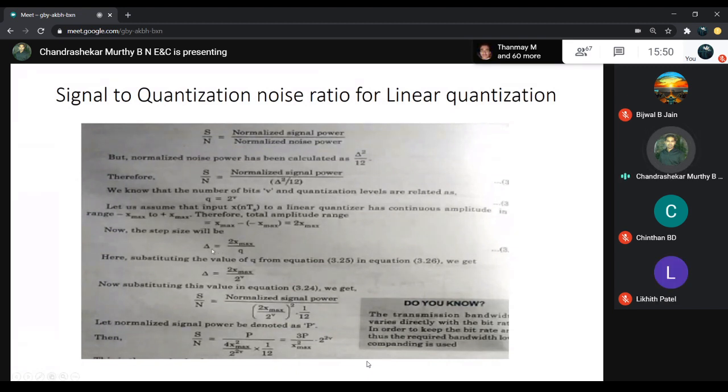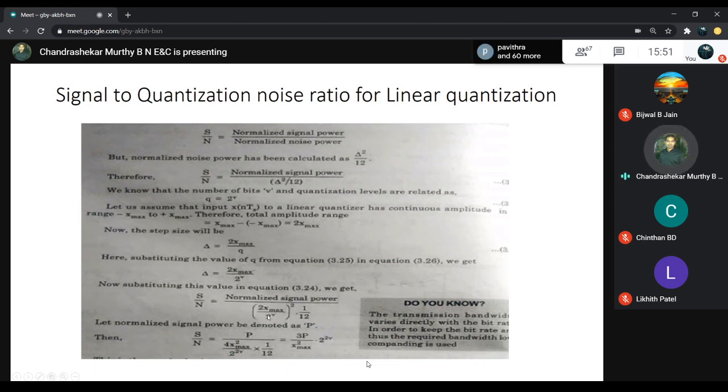The delta, that is the step size, is nothing but 2 x max by Q, where x max is the amplitude and Q is the number of quantization steps required. Delta is the size of each step. So delta is 2 x max by 2 power v, since Q is equal to 2 power v, where v is the number of binary bits. This delta we substitute here, and the normalized signal power is P.